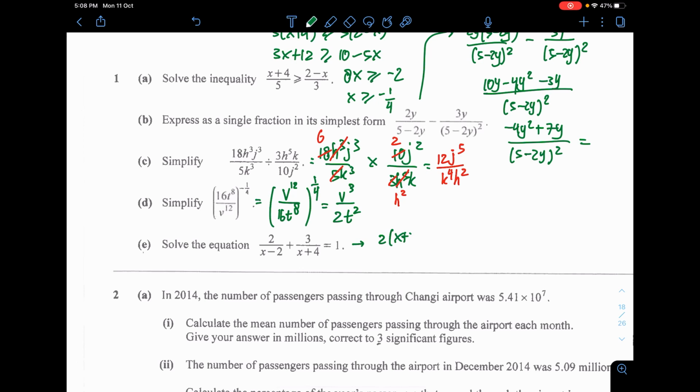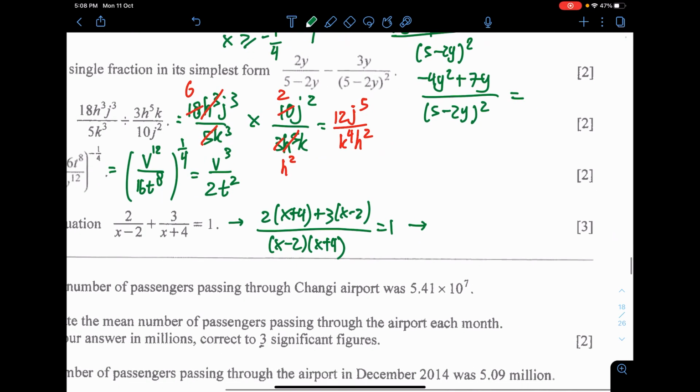And finally, again, make the same denominator. 2(x plus 4), 3(x minus 2). Now they have the common denominator of (x minus 2)(x plus 4) equals 1. Cross multiply the denominator to the other side. So if you cross multiply them, the left hand side I keep as it is. I'll multiply the brackets here, 2 times (x plus 4), and then plus 3x minus 6 equals (x minus 2)(x plus 4).